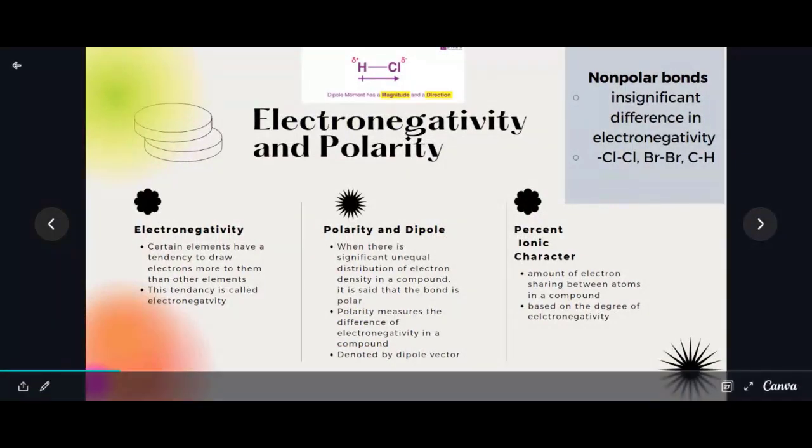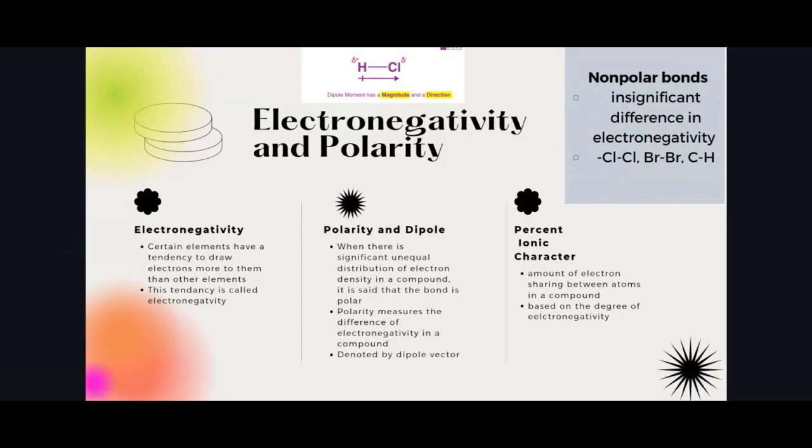The basis of bonding can also be compared to electronegativity and polarity, where electronegativity is that certain elements have a tendency to draw electrons more to them than other elements. If you remember from the last exam, there was a trend called electronegativity that increases. Usually, it's really high on the top right. So this is kind of what the basis of bonding is. We measure this degree of electronegativity by the polarity and dipole measurements.